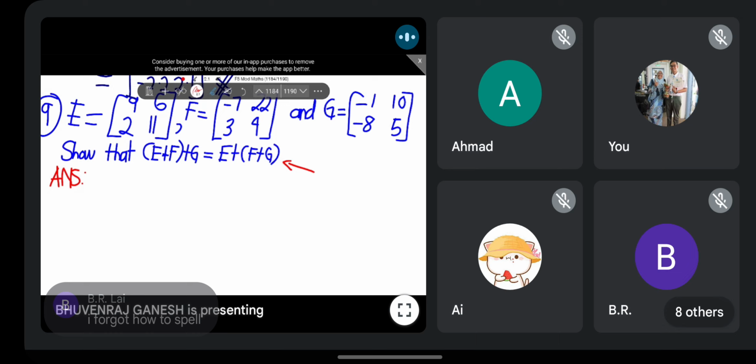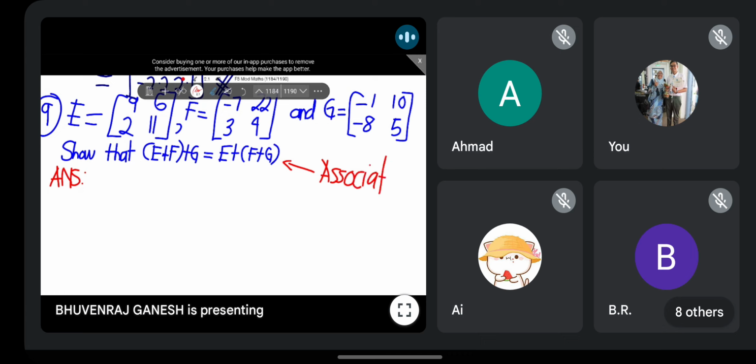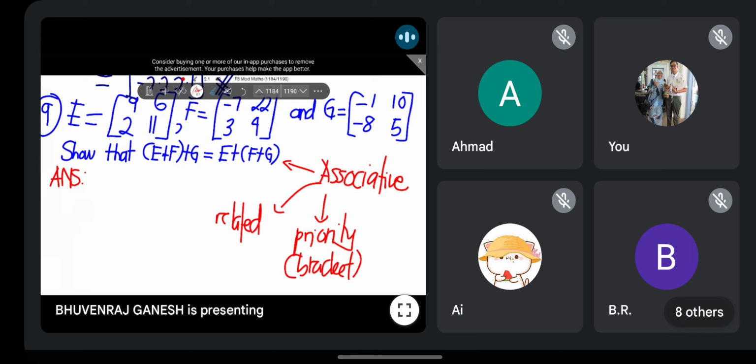The answer is associative. Okay, it's not commutative, guys. It's associative. Remember, guys, associative, how to remember? Priority. Priority is where? In the bracket. Associative means related. Always remember this, guys. Associative means dia ada hubung kait, related. So it means that you must put them in the bracket when they are related.